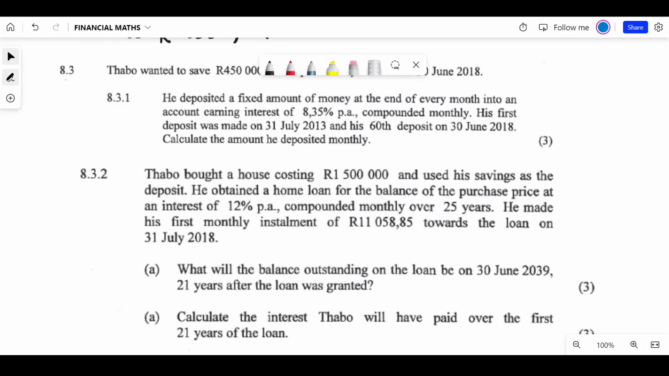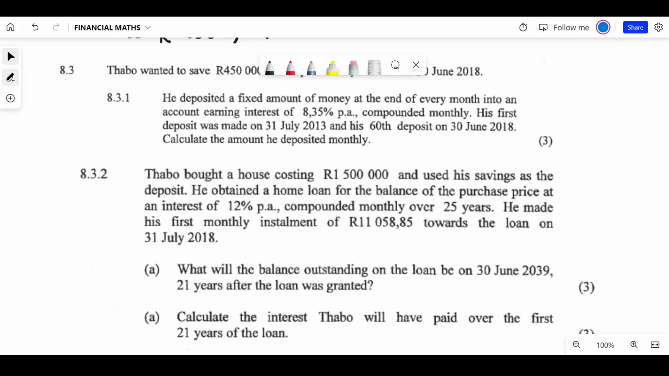And now we are going to see 8.3.2. Tabo bought a house costing 1.5 million rands and used his savings as the deposit. He obtained a home loan for the balance of the purchase price at an interest of 12% per annum compounded monthly over 25 years. He made his first monthly installment of 11,058,85 rands towards the loan on 31 July 2018.